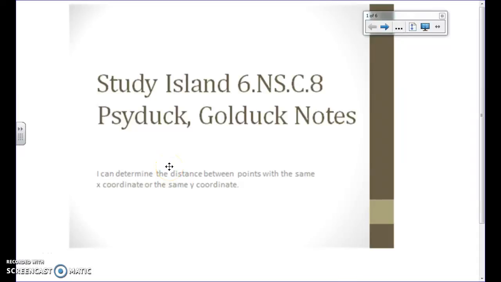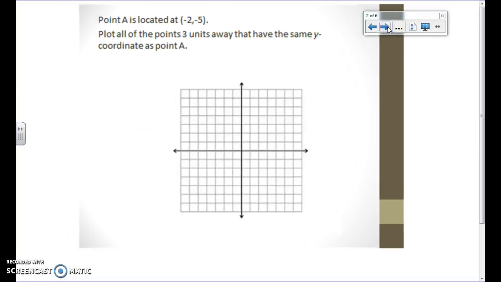Alright, this is Mr. Gillum, and today we're going to be looking at coordinate planes to determine how far away points are on the coordinate plane. And so I just want to do a quick review on how the coordinate plane works. It's made of two number lines, the x and the y number line.